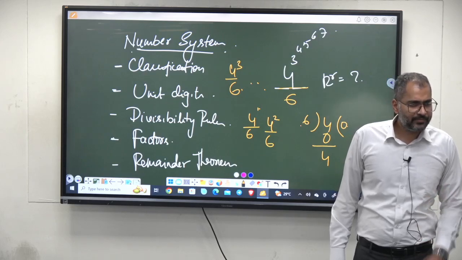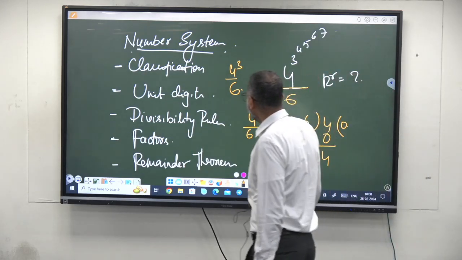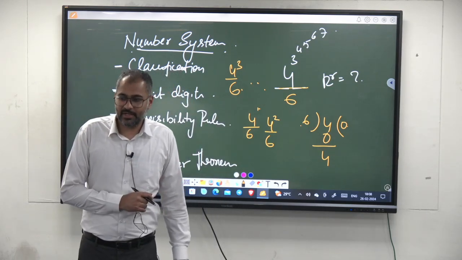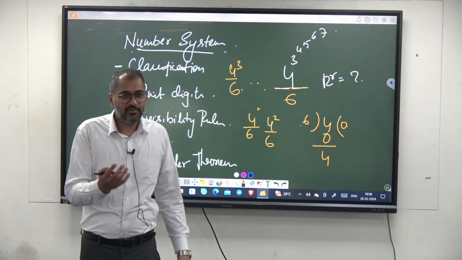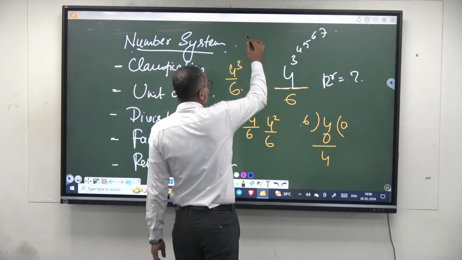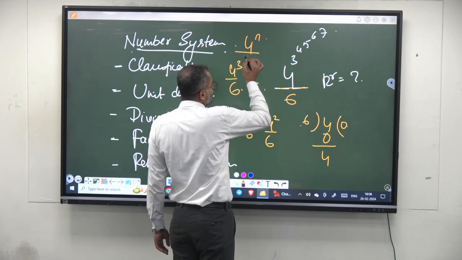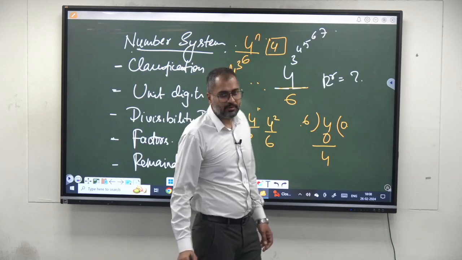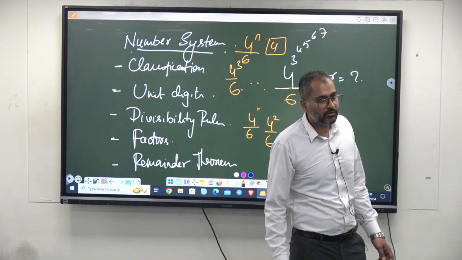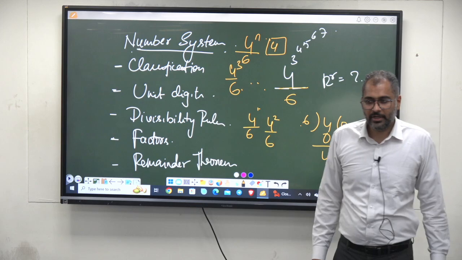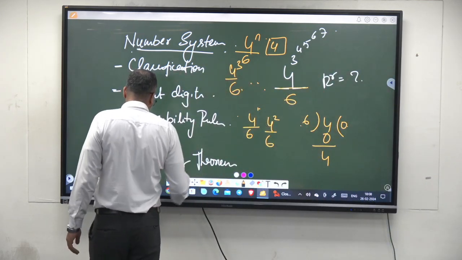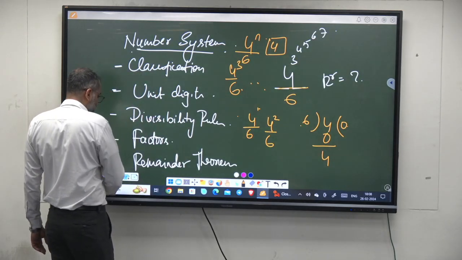Small drill. Now, 4 power 4, what is it? 256. When you divide by 6, what is the remainder? 4 only. So 4 power anything you do, 4 power n when you divide by 6, what is the remainder? 4. That's it. Understood? Any doubt here? Many such questions we'll be doing in the class itself.